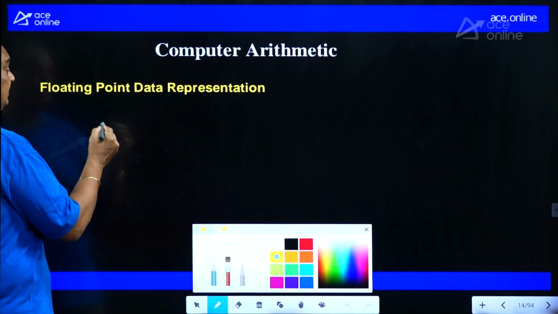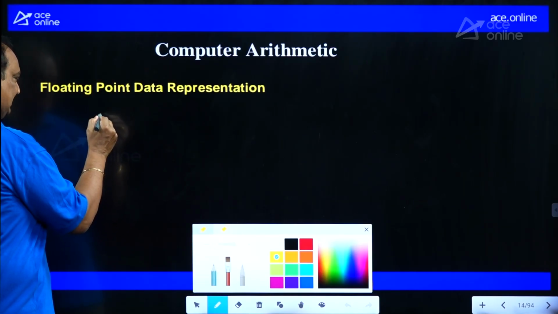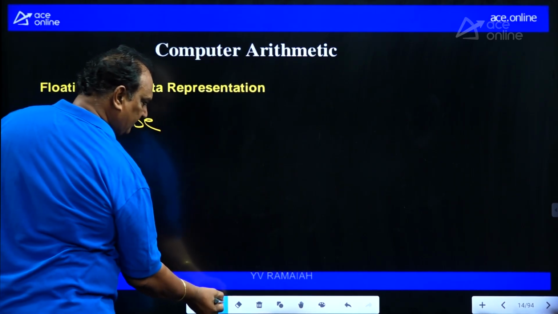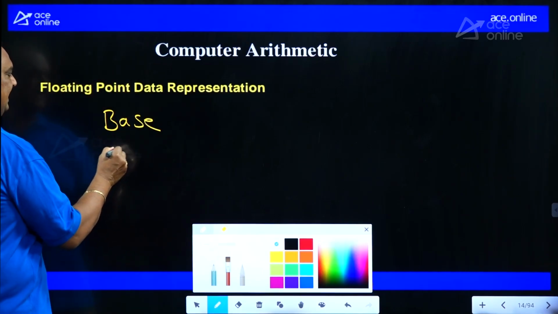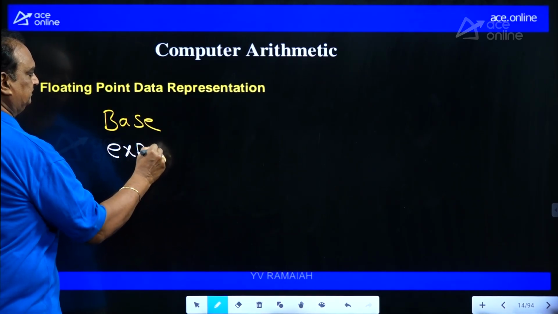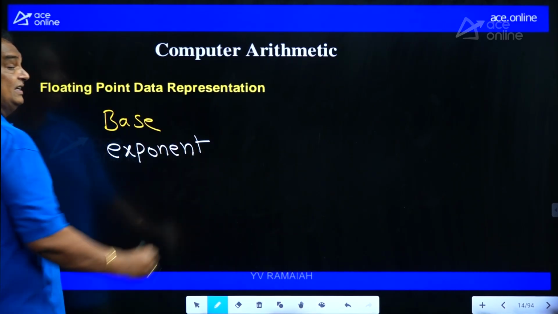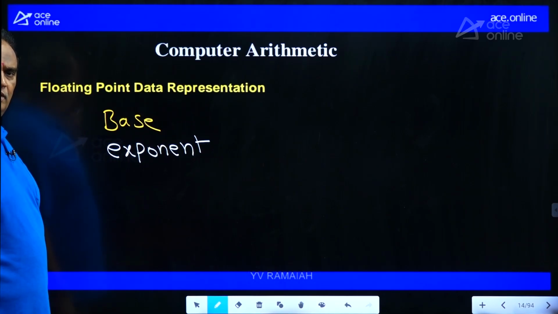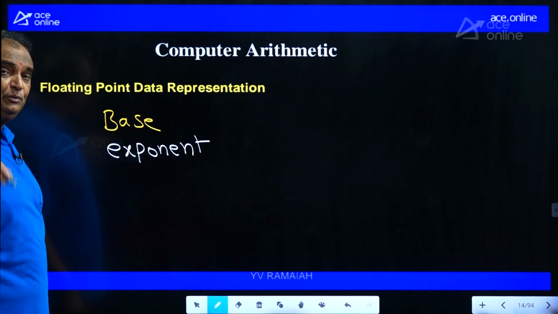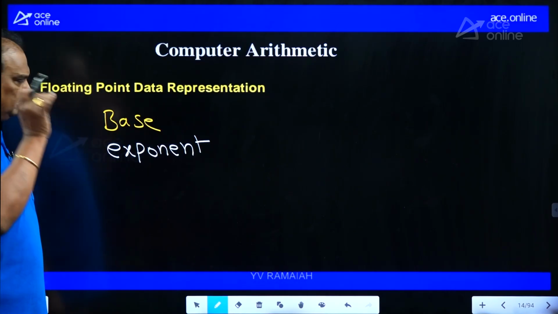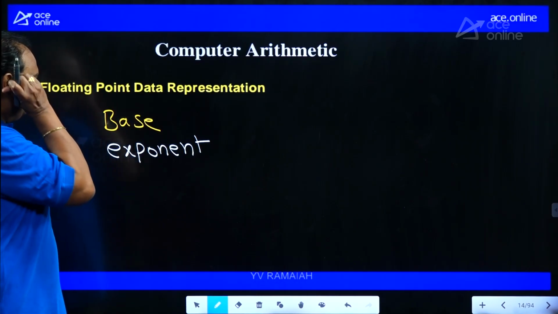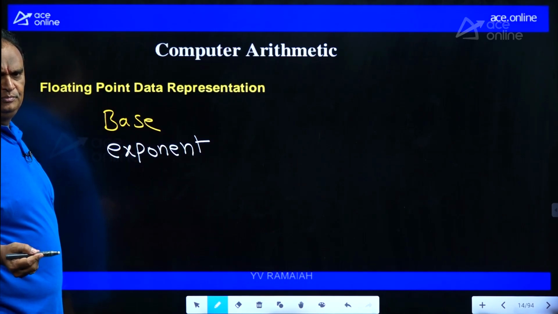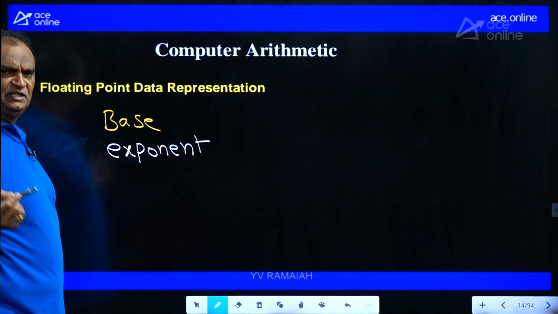We require, first of all, base. Base is also known as radix. Next, exponent, sign of the exponent, and the respective system base. Here, exponent sign can be positive or negative. Binary system base is nothing but 2.